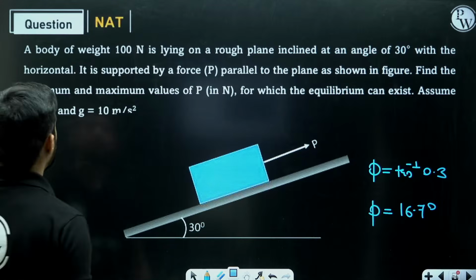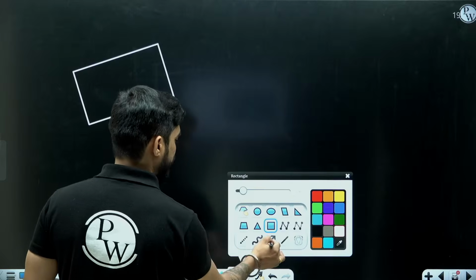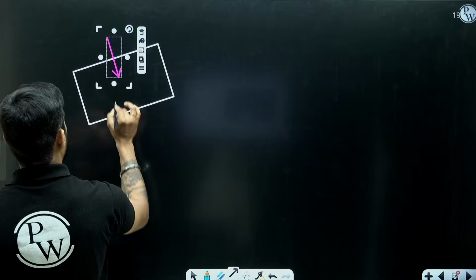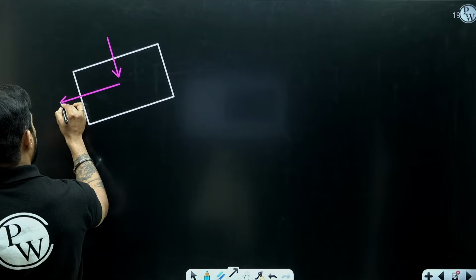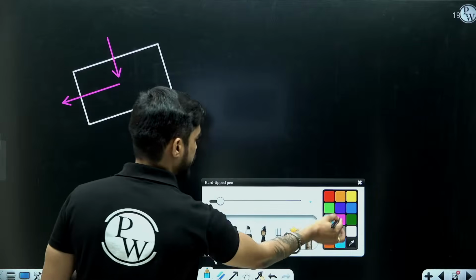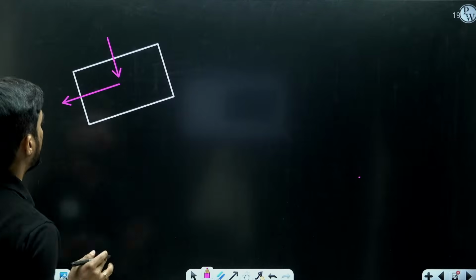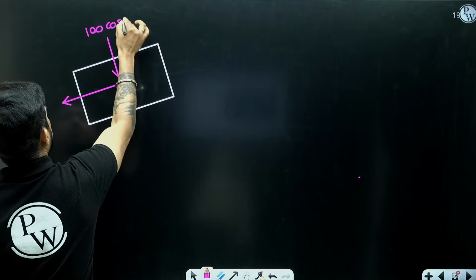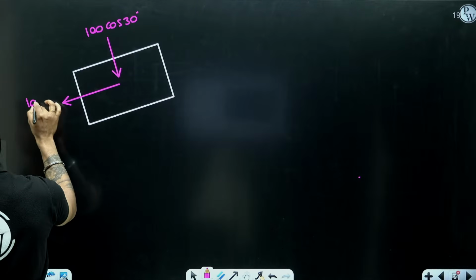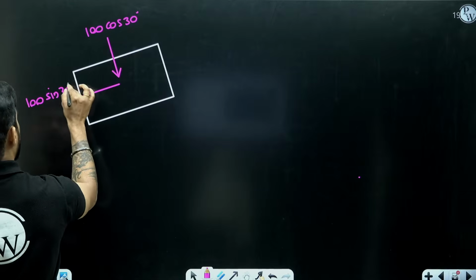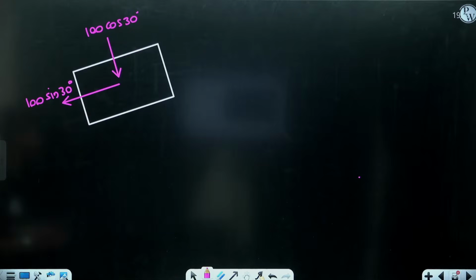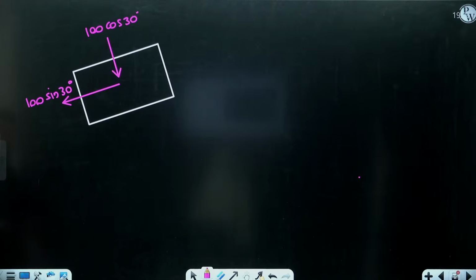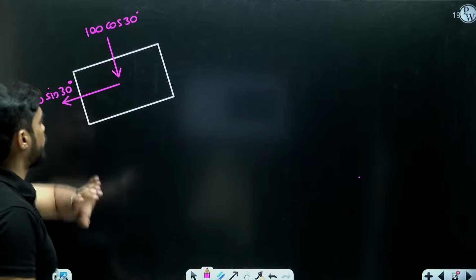So the weight of this block is 100 Newton. So I will resolve this into two components. I told you that whenever the block is on an inclined plane, resolve the forces parallel to the plane and normal to the plane. So this will be 100 cos 30 and this will be 100 sin 30. How do I know? Yesterday I told you that you need to remember this. Whenever you resolve the weight, the component which is parallel to the surface will be the sine component and this will be the cos component.